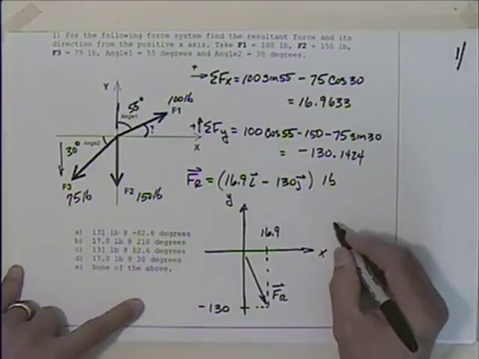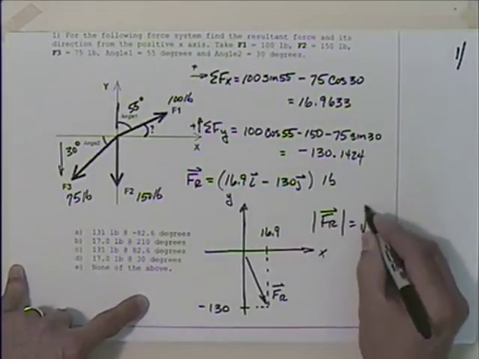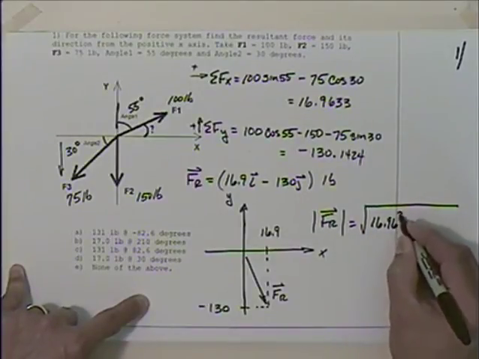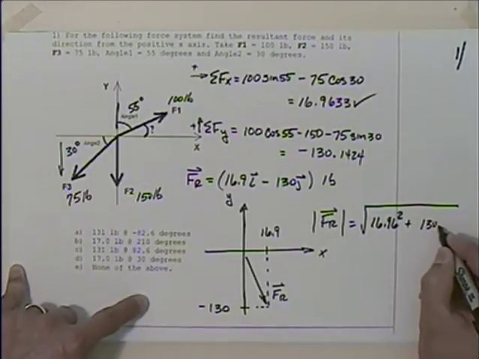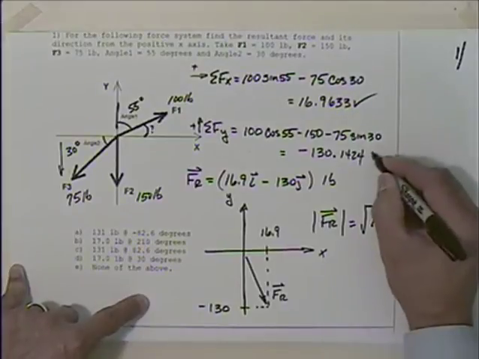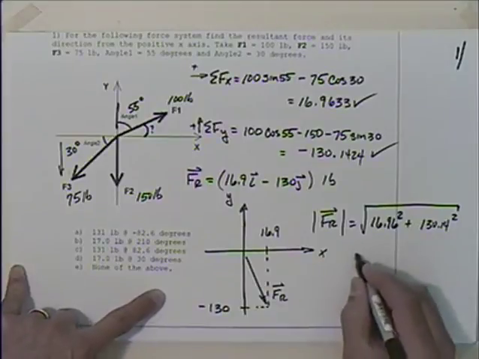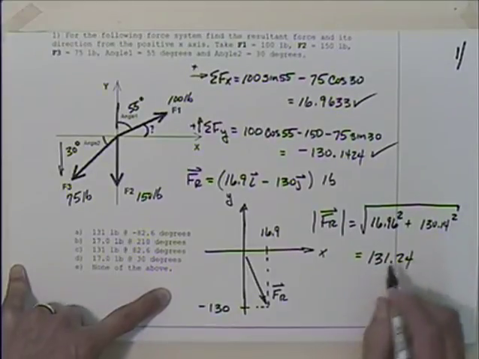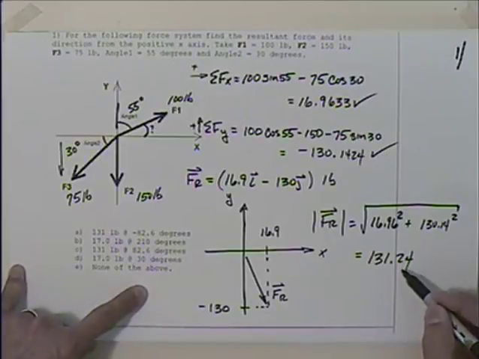So F sub R would then have a magnitude that's equal to the square root of 16.96 squared, we take that and square it, and add it to 130.14 squared, we take that and square it. The negative sign goes away when you square it. So when you go through that, it turns out to be 131.24. Again, too many significant figures. But I haven't got to my final answer yet.